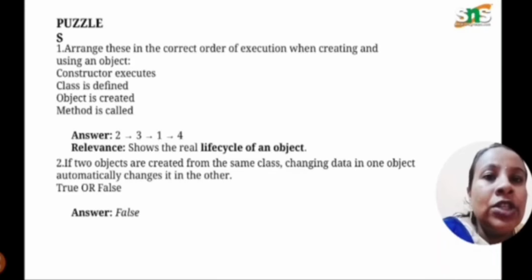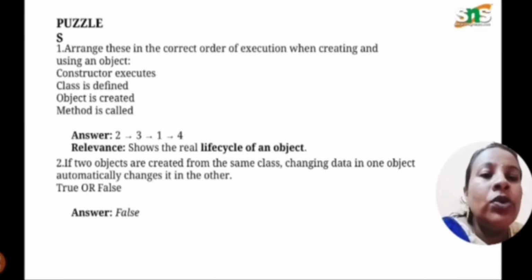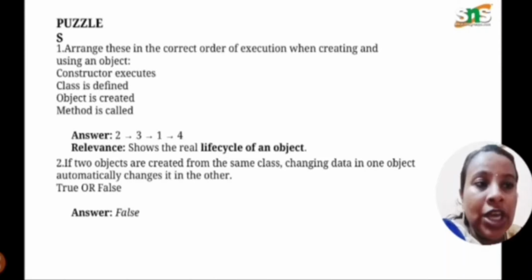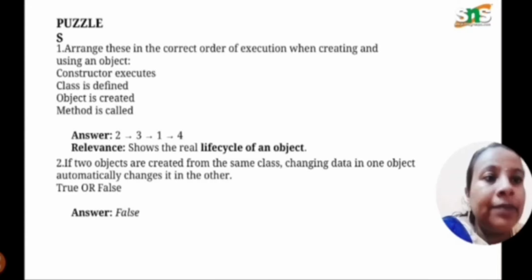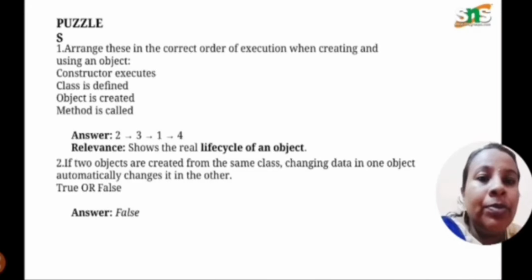Next question: if two objects are created from the class, changing data in one object automatically changes it in the other. Is this true or false? Definitely it is a false statement. Each object has its own properties. One object occupies separate properties and does not inherit the properties of another object. So obviously this is a false statement.